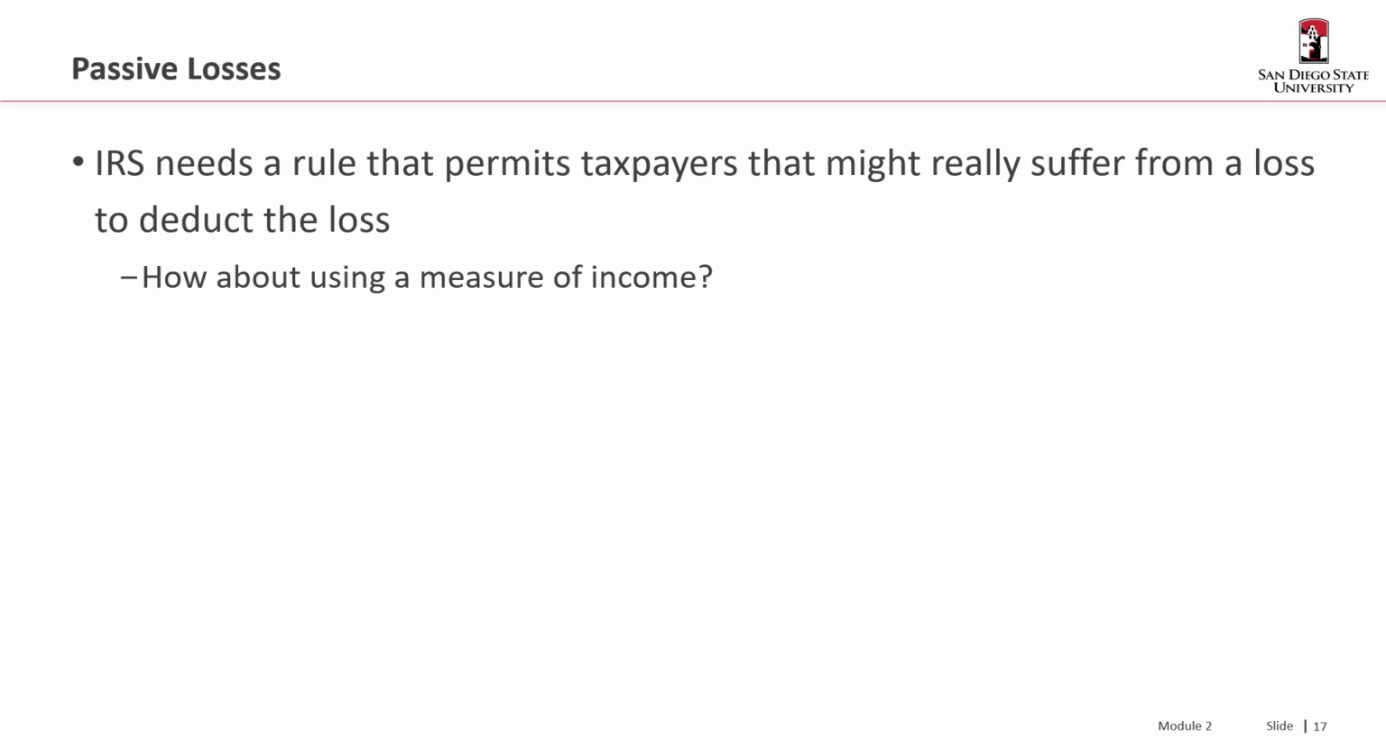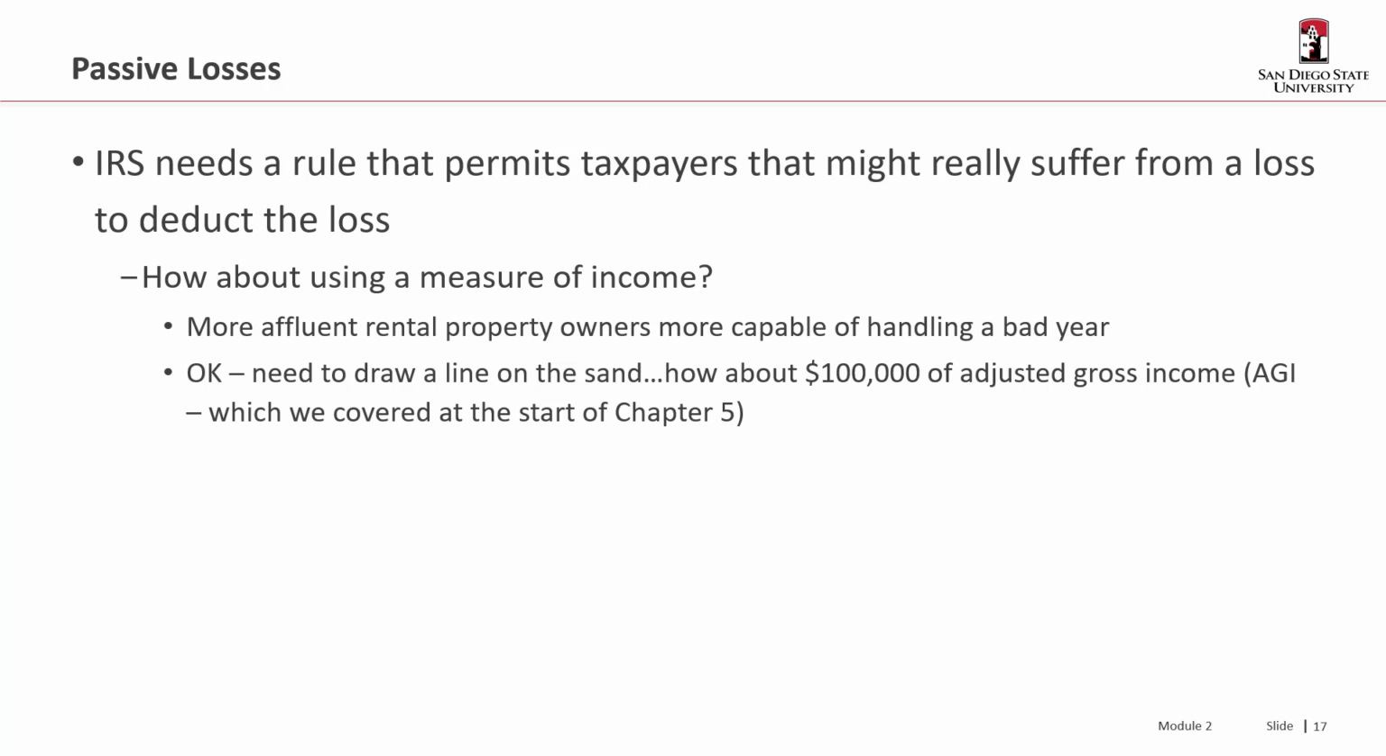Well, why don't we say, well, that'd be low-income taxpayers, right? So why don't we use a measure of income by which to determine whether or not you get to take this loss? So a more affluent rental property owner, if Bill Gates owns a rental property and he suffers a $16,000 loss, pretty sure he can handle that. Okay, so we need to draw a line in the sand. And the line that's drawn in the sand is at $100,000 of adjusted gross income. And remember, we covered what AGI is. It's an individual measure, but we need it because we're really talking about a business type activity here. So we're going to draw the line at $100,000 in the sand.